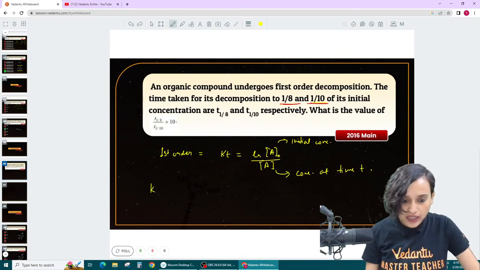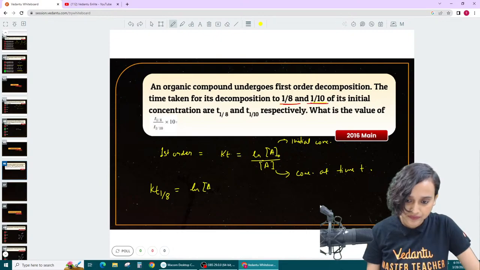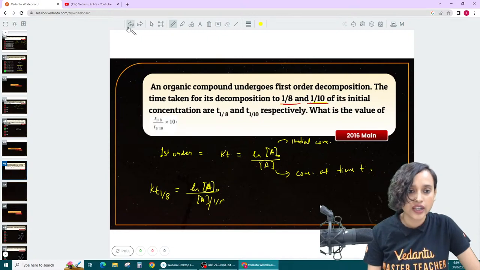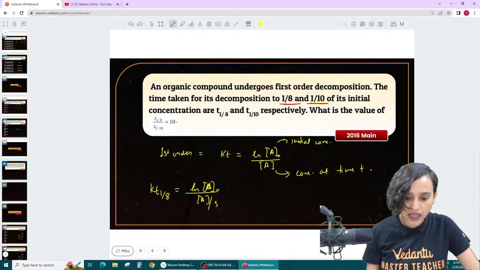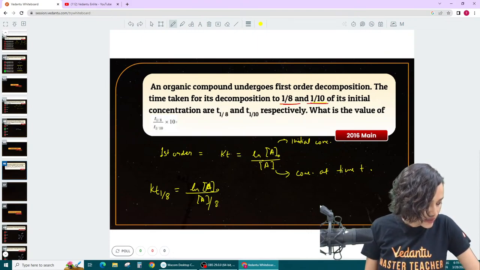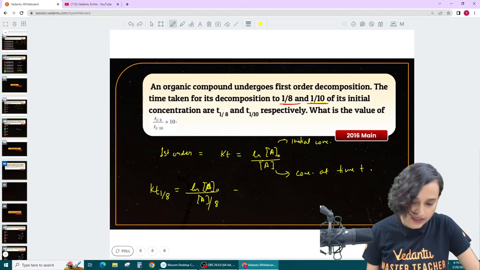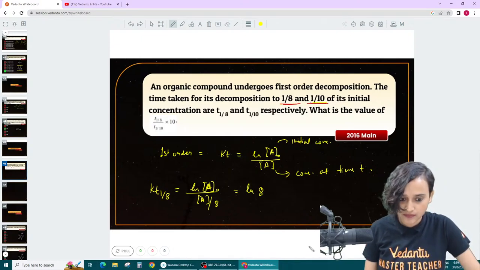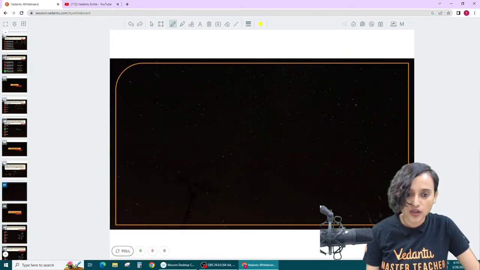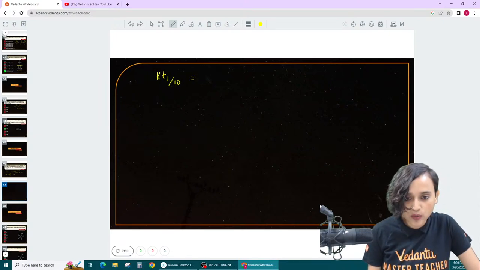Now we know that k t 1 by 8, if I do, then I will get ln of A naught divided by A by 8. Is that right, guys? Yes, that means I can write it as ln of 8. Correct. Now from here I will also have to find out k t 1 by 10, right? 1 by 10 will be what? Very good, you guys have figured it out. Well done. But let me also show you for the students who have not figured out.